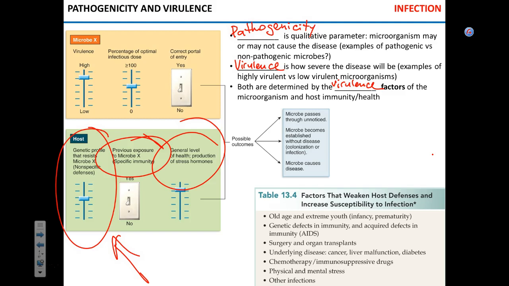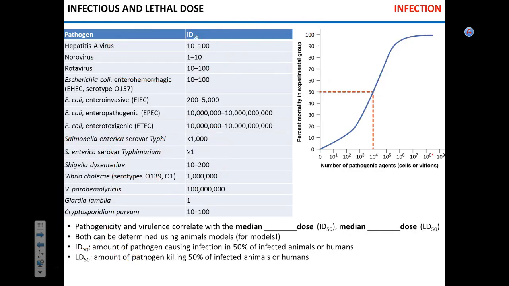So there are a couple of things that we haven't discussed yet. It's the infectious dose and the portal of entry. So we're going to talk about infectious dose first and then the portal of entry. So, infectious dose: the number of microorganisms that are needed to cause the infection. As simple as that.